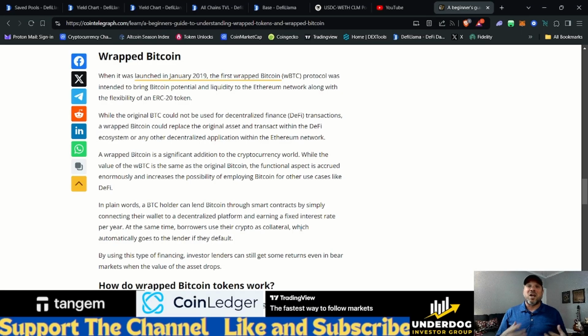Wrapped Bitcoin was launched in 2019, and the idea was to bring Bitcoin's decentralization and liquidity into the Ethereum network. Now we're doing this all over. In fact, I have liquidity positions right now of Wrapped Bitcoin on Matic and on Arbitrum.